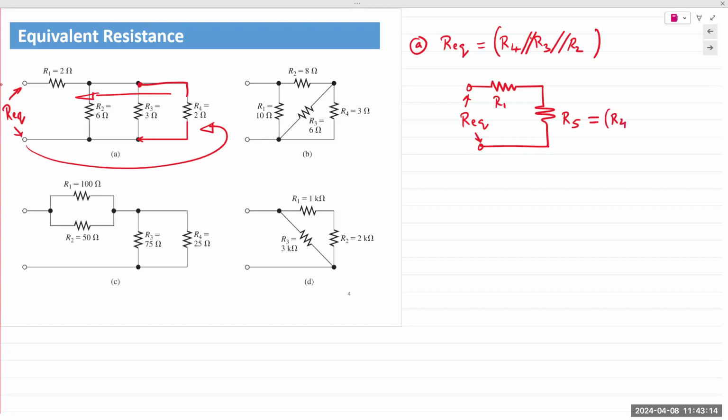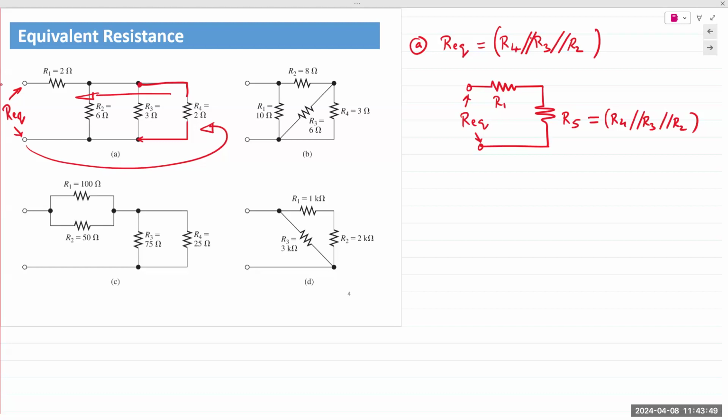So it's R4 in parallel with R3 in parallel with R2. I simply chose to keep that naming convention. R5 is R4 parallel R3 parallel R2. Again, we are not physically combining them, but the electrical effect is represented mathematically here. Make sense? So R5 is the electrical equivalent, or the mathematical equivalent, of the three resistors in parallel.